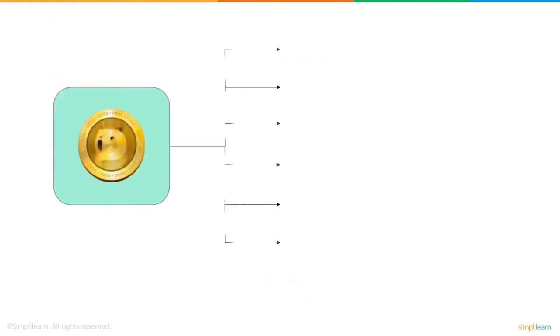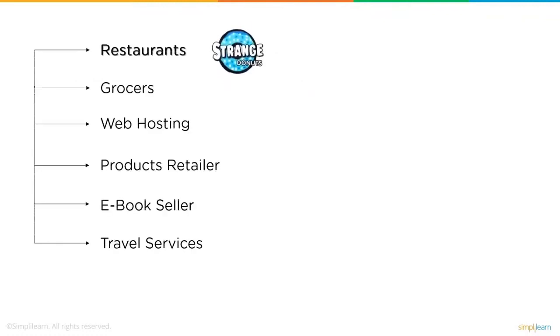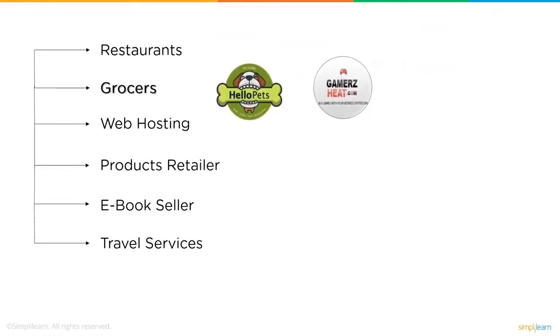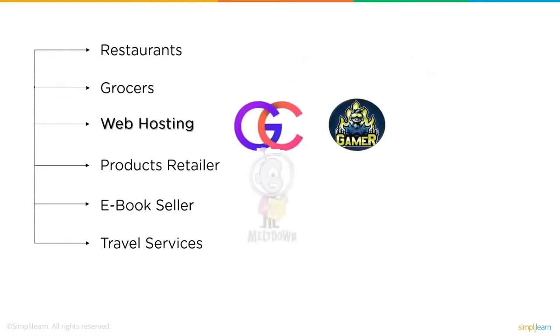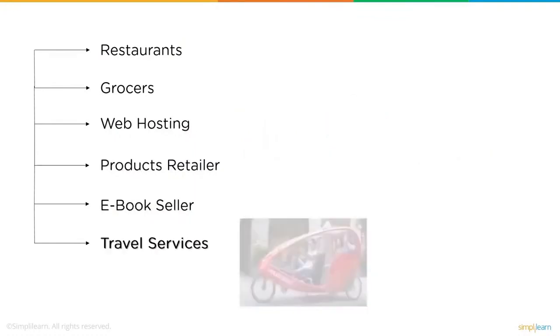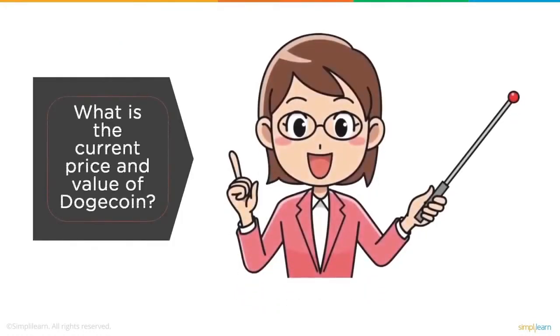Today, many companies and firms like restaurants, grocers, web hosting, product retailers, ebook sellers, and travel services use Dogecoin for transactions. These are a few examples of companies in every sector that use Dogecoin. Grocers: Hello Pets, GamerHeats.com. For web hosting, Gamer. For product retailers, Meltdown and Nordex. Ebook seller, Cornell. And travel services like Velolio.it. This makes me curious about the current value of Dogecoin. Let's have a look at that too.